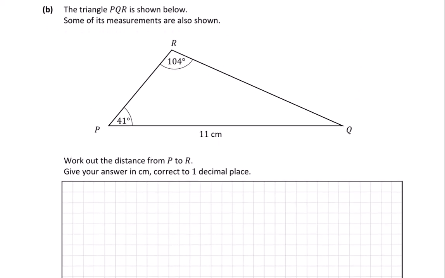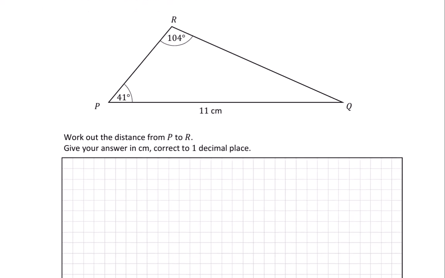Part B then, the triangle PQR is shown below. Some of the measurements are also shown. Work out the distance from P to R. Give your answer correct to 1 decimal place. Okay, so we want to work out this distance here.